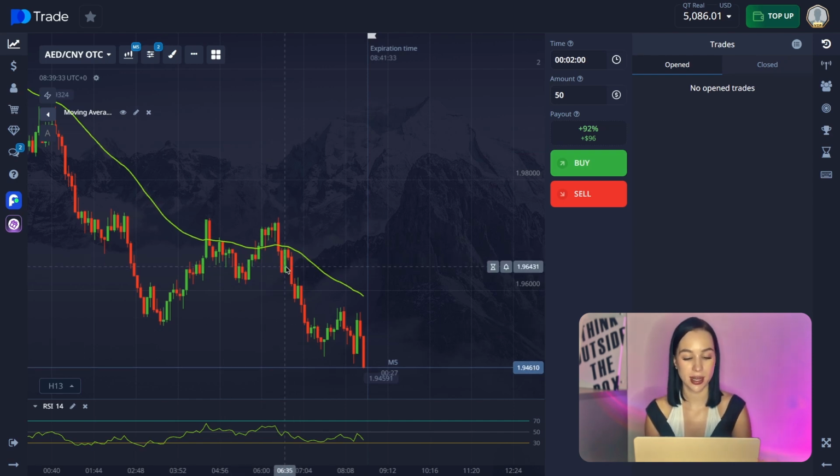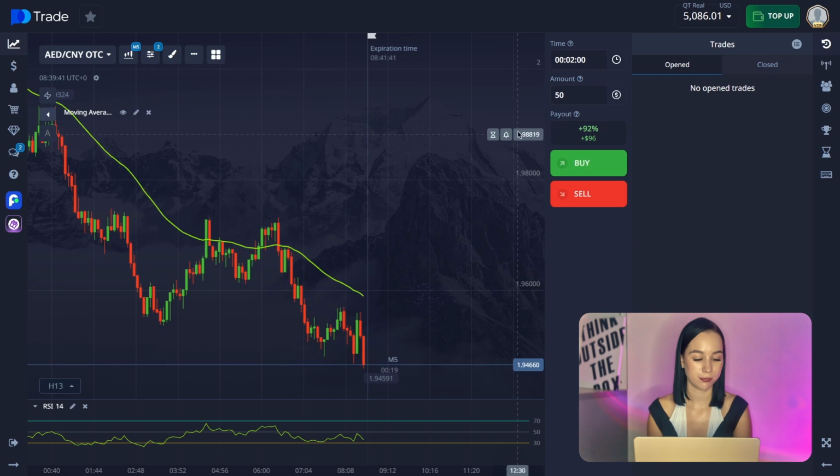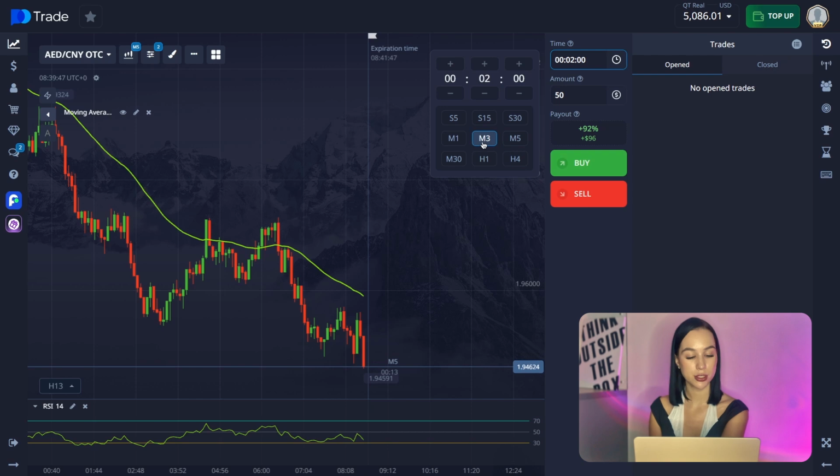The same with the RSI. There we were using it at like 7, sometimes I change it even to 5, but for a longer expiration time, we definitely need it at like 14 here. And we change the amount to 500 because we're gonna be waiting for like 10 minutes. So now we need to find the perfect currency pair for the example.